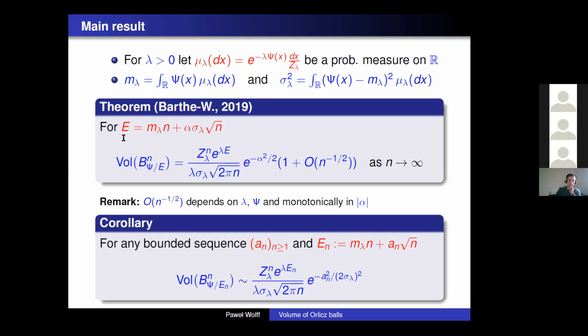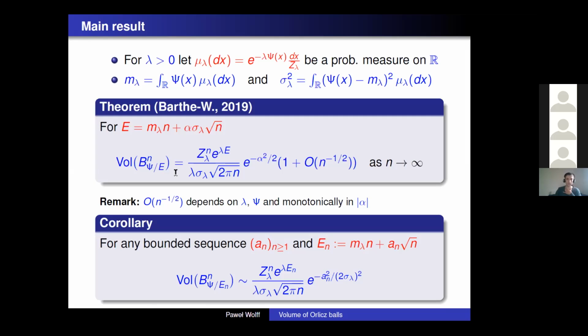So the formula is here for the level set E of our Orlicz ball, which is proportional to the dimension, with proportion constant being the mean, plus the deviation from this linear term in the scale of square root of n.